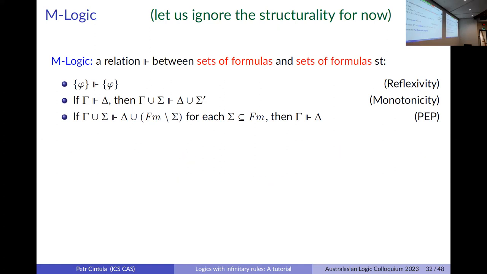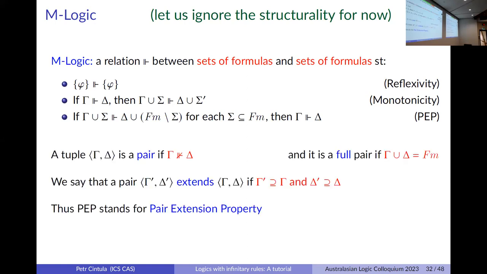And what does this say? It looks confusing at first, but it uses this terminology. We say that a tuple of sets of formulas is a pair with respect to the given logic if delta is not a consequence of gamma. And it is a full pair if each formula is either on the left or on the right. So a pair is a consistent description of a situation, and a full pair is a complete consistent description of a situation, okay? And a pair extends another pair the usual way, just make both things bigger, no? And what this says, if you read it contrapositively, is a pair extension property. Whenever gamma doesn't entail delta, then there must be some way to split all remaining formulas between the premises and conclusion such that it's also not provable.